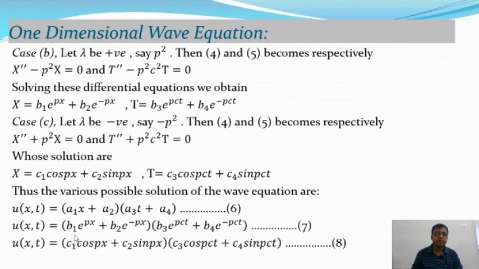So there are three possibilities for the solution of the wave equation, and it depends on p. The first equation is found when lambda is equal to 0, the second equation will be found when lambda is greater than 0, and the third equation will be found when lambda is less than 0. So these three are the solutions of the given one dimensional wave equation.